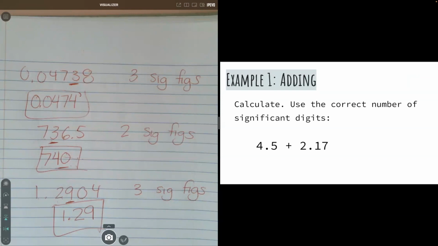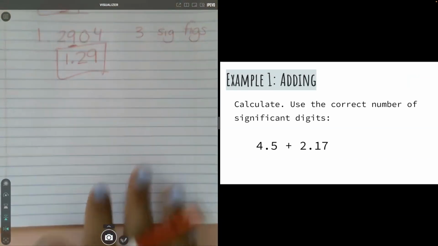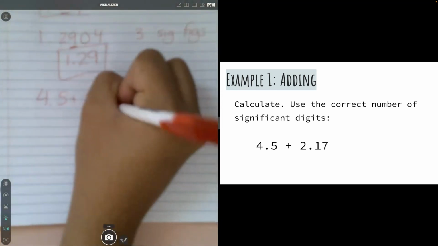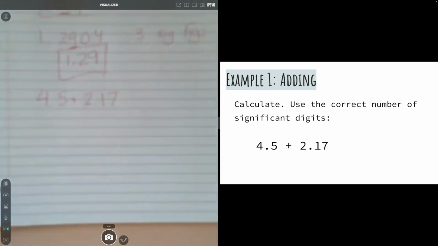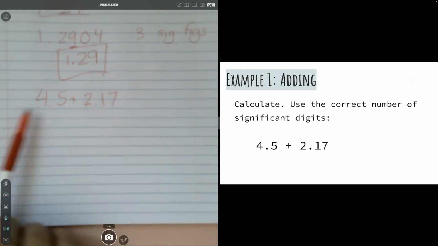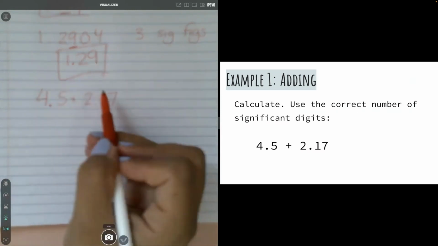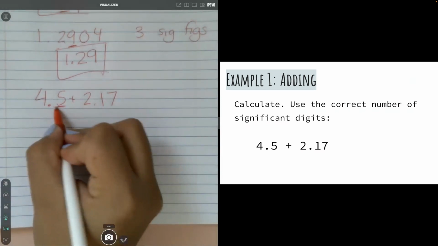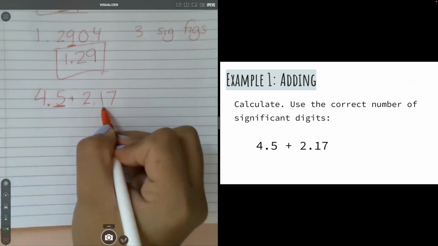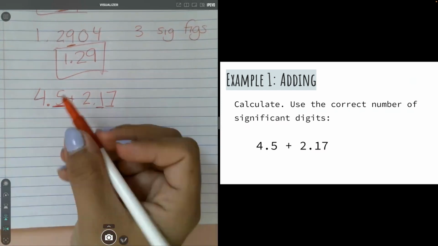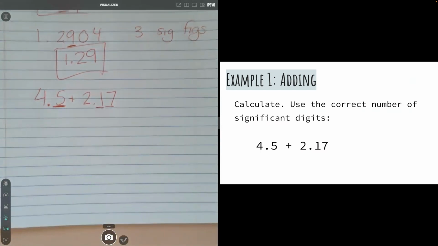For example, if we are calculating how much 4.5 plus 2.17 is together, we're going to round that to however many decimals the least there are. So here there's only one decimal place, and in this one there's two. So which one is less? The one with one. So our answer should only have one decimal place.